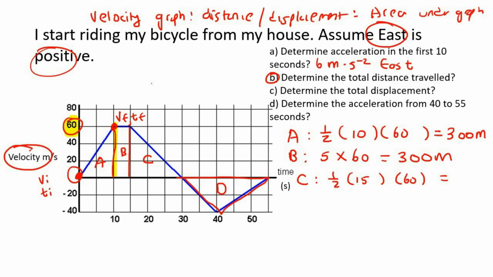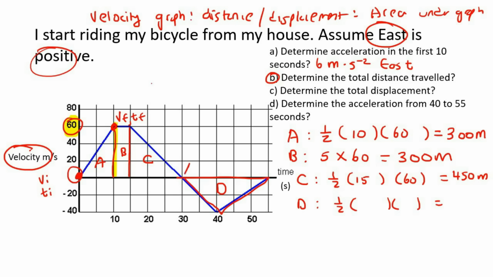So 60. And so this gives us 450 meters. All right, so now we just need to do this part. And so this one is also a triangle, so it's going to be half base times height.